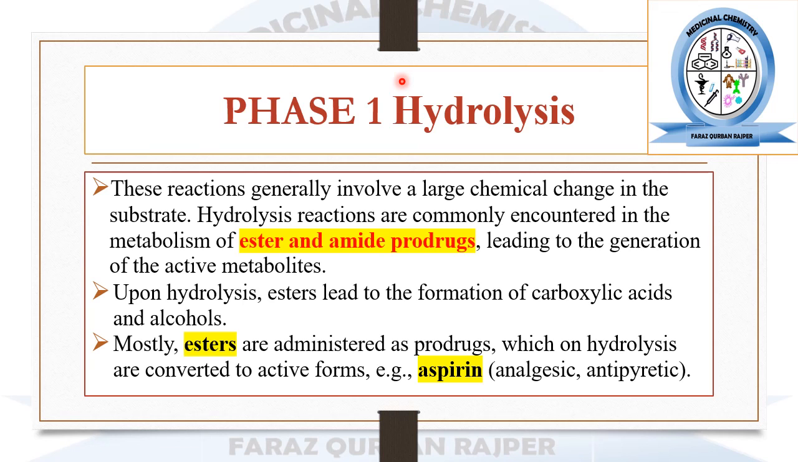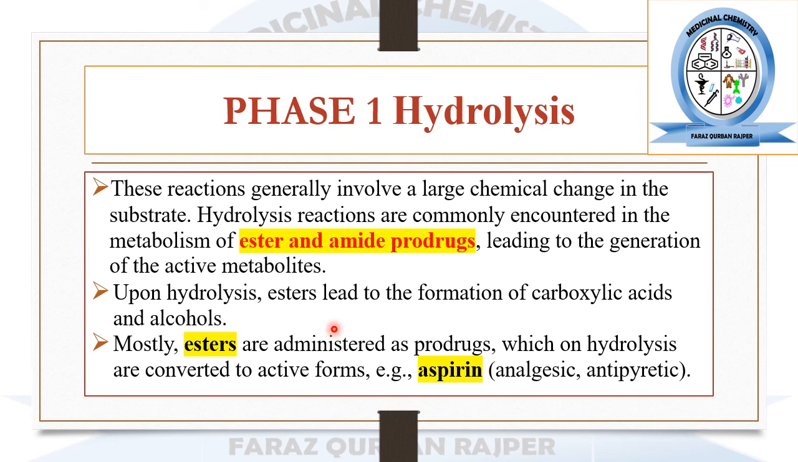Phase 1 hydrolysis is also one of the important types of phase 1 reaction. In this, basically hydrolysis of the drug takes place. Hydrolysis takes place mainly in those drugs that contain ester and amide groups. We know that esters and amides are an important class of prodrugs, that are carrier-linked prodrugs. Upon hydrolysis, these esters get converted into carboxylic acid and then undergo a further process to convert into alcohol.